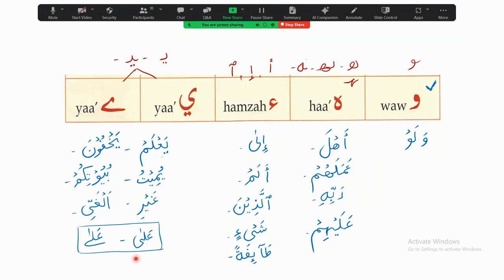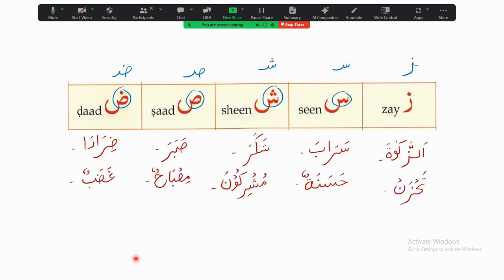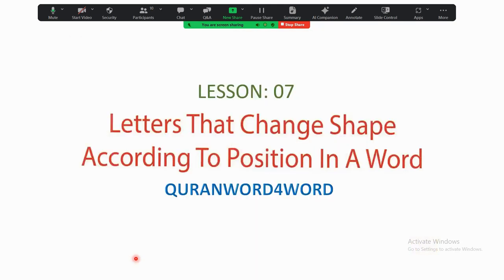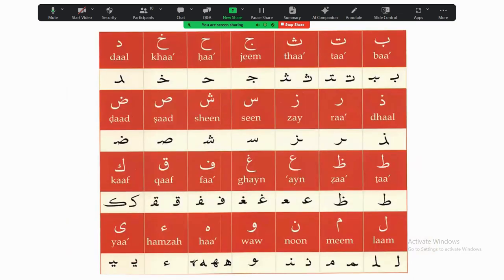So that is it for today, everyone. I hope that things are a bit clear to you, and that you will now have to memorize the letters that change their shape according to their position in a word as well. So that is a bit of a summary of these. If you have any query, you can inshallah ask me that as well.